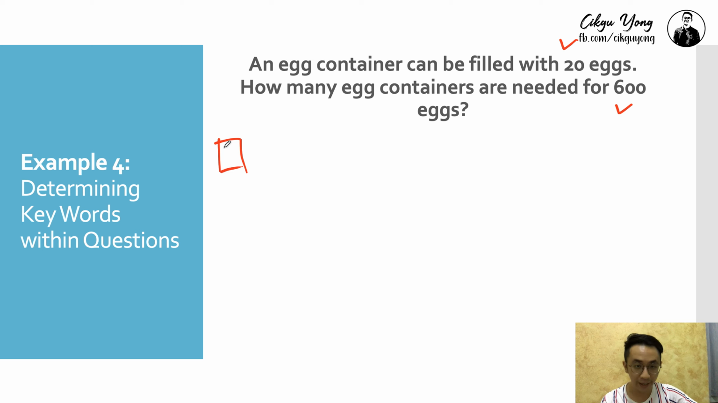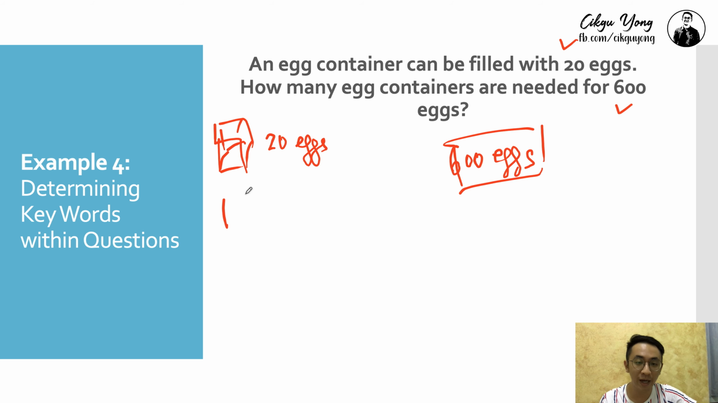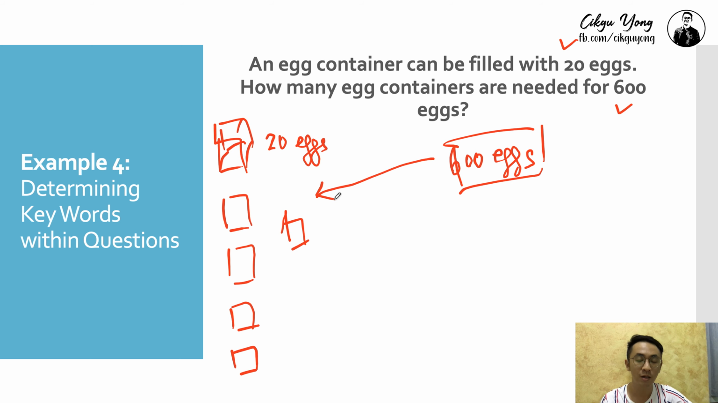So container, again, I have a container filled with 20 eggs. So one container, 20 eggs can be put into one single container, and I have 600 eggs in total. So how many containers shall I have in order to put in all 600? Just try to imagine at your best, I have 600 eggs here. How many containers should I have in order for me to allocate these eggs equally? So it is about a division.